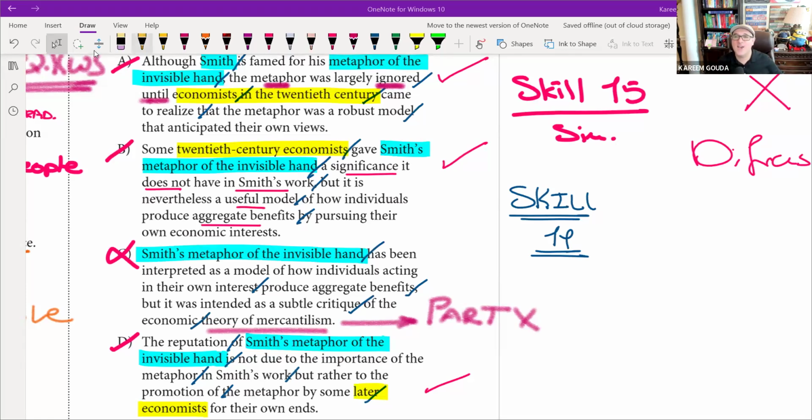Excellent job, my friends. We can actually eliminate B because of one little word. Look here. The metaphor of the invisible hand is nevertheless a useful model of how individuals do so and so. And sorry to tell you guys, but "useful" is extra information right here. Let's take a look at the part that says individuals produce aggregate benefits. Let's take a look up here.